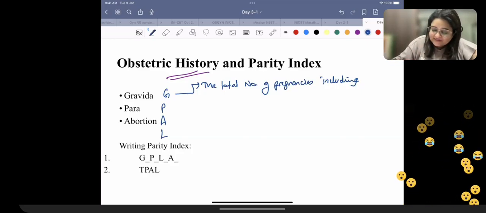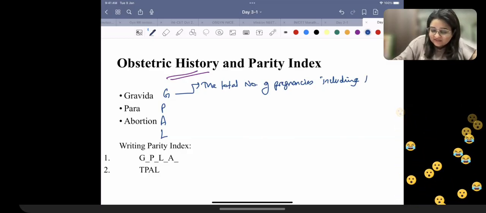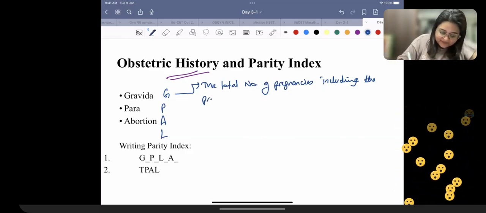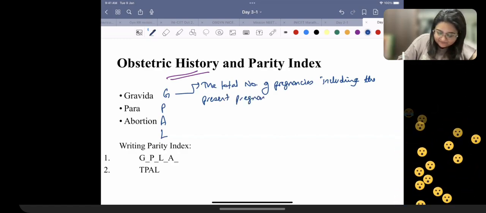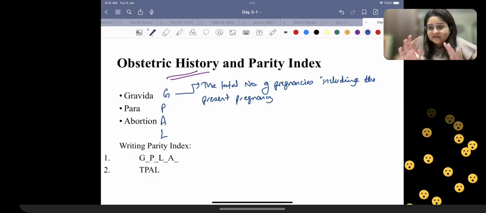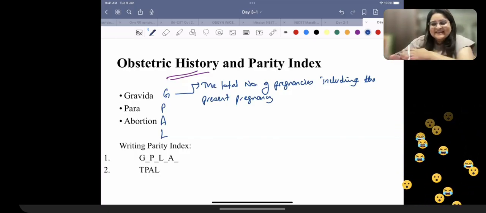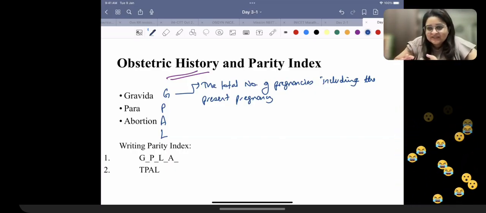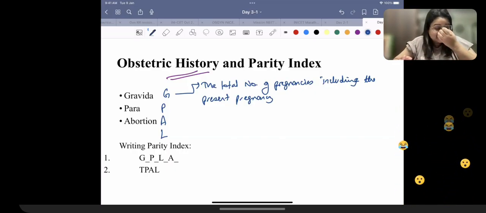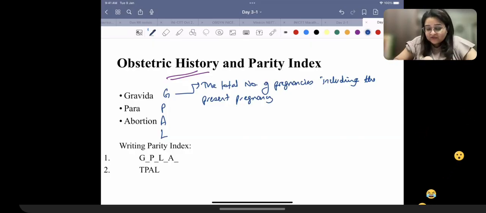Total number of pregnancies, including the present pregnancy, is gravida. He doesn't assist me. No, I don't take him to a hospital, but he's otherwise very interested in the subject. Okay, so the total number of pregnancies, including the present pregnancy, is what is gravida.